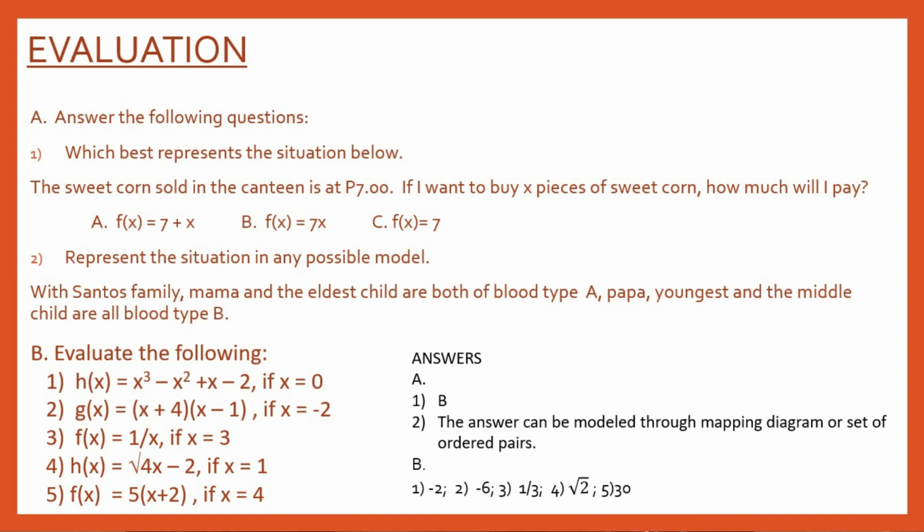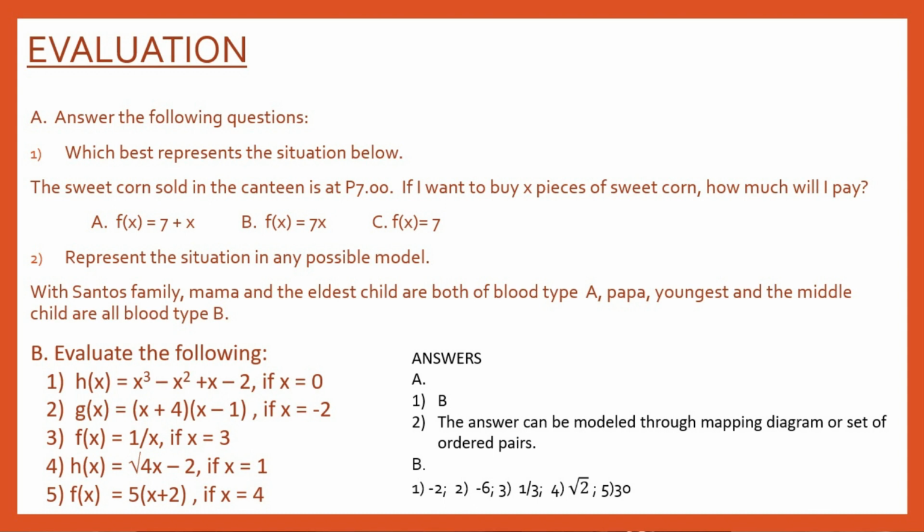Number 1. h of x is equal to x cubed minus x squared plus x minus 2. If x is equal to 0, then you will have to substitute x, all the x's, with 0. That means 0 cubed minus 0 squared plus 0 minus 2 equals, that's right, negative 2.